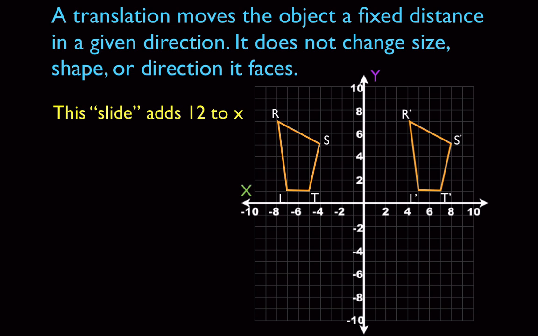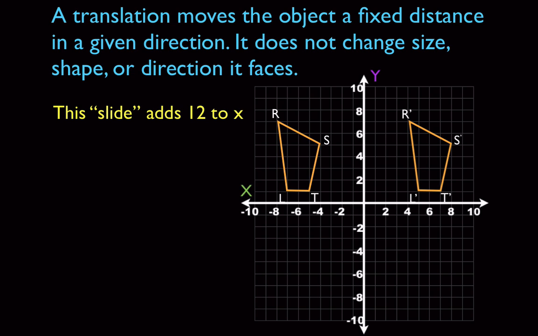As you can see, my -7 is now at 5. My -5 for t is now all the way over at +7. At s, I was at -4, and now I'm at 8. And for r, I was at -8, now I'm at -4. So everything is moved over 12 to the right.